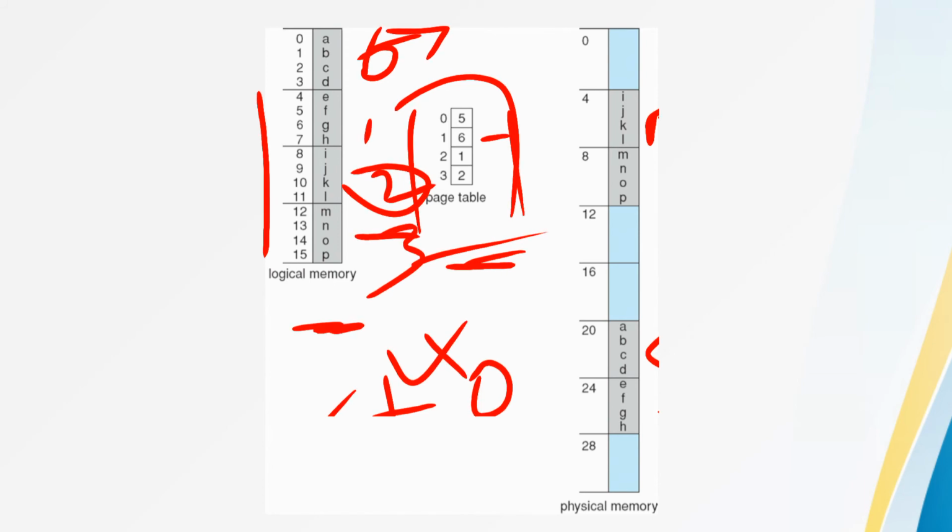And in page 3, what is the data? Frame 2. So 2 into 4, how much? 8. In the 8th place it will be placed: M, N, O, P. So this is the paging example, showing how pages are placed from logical memory into physical memory by using the page table.